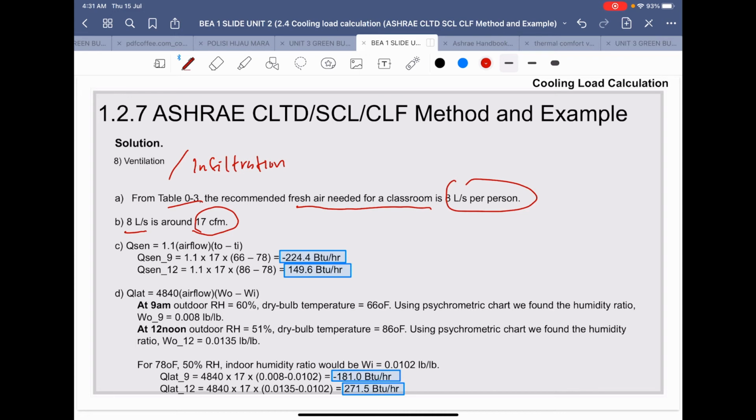Okay, based on this data, we can calculate the Q sensible and Q latent, because as we know, the air from outside coming to the inside not only brings the sensible heat, it also has moisture content in the air. So we also have to calculate the cooling load of the latent heat. So the formula is here.